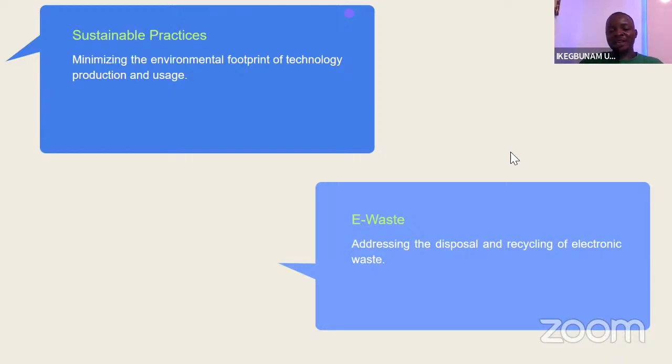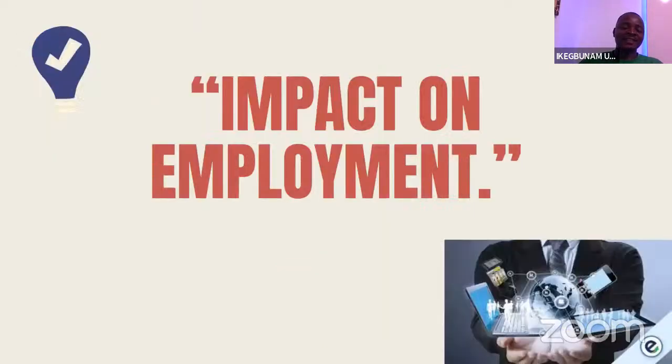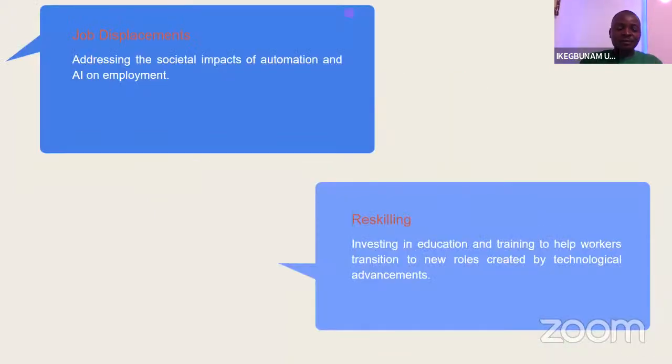Then this one is e-waste, addressing the disposal and recycling of electronic waste. That is self-explanatory. Anyways, impact on employment, job displacement: addressing the societal impact of automation and AI on employment.